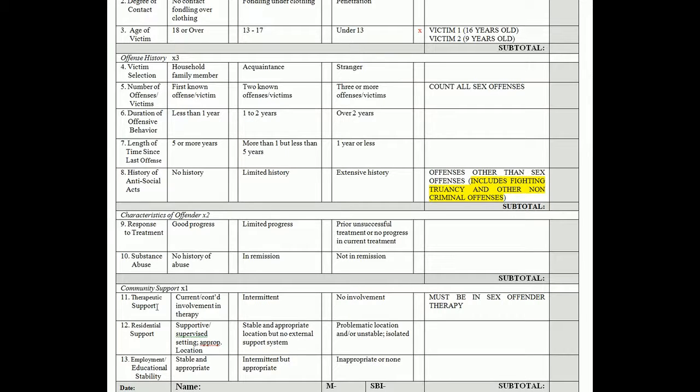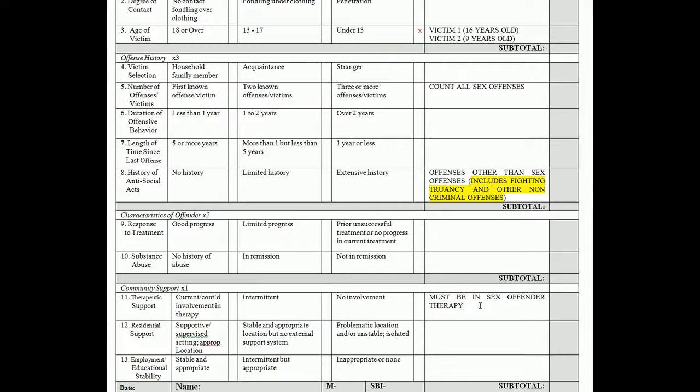And lastly, I want to tell you about number 11, down here on the left, therapeutic support. The sex offender has to be in sex offender treatment. They must be in sex offender therapy. If they're in treatment for AA, or they are in general psychological treatment that is not related to treating them for their sexually offensive behavior, then that doesn't count. They must be in sex offender treatment.